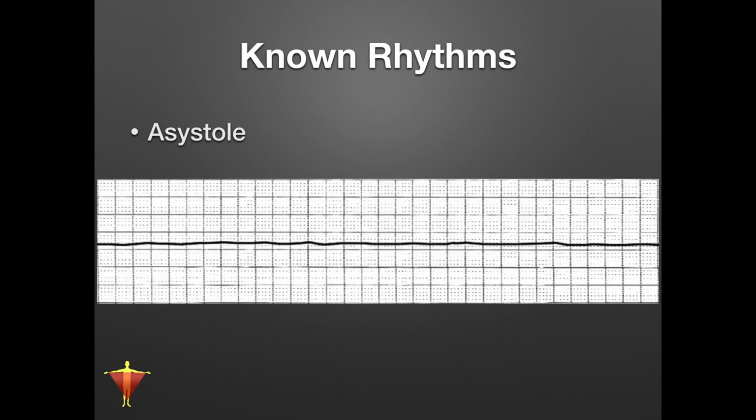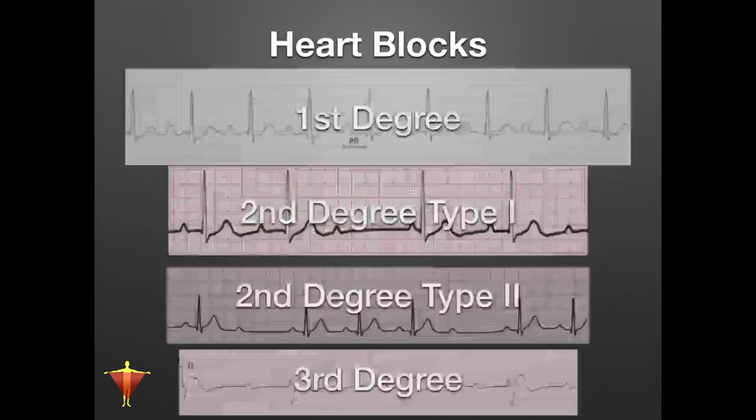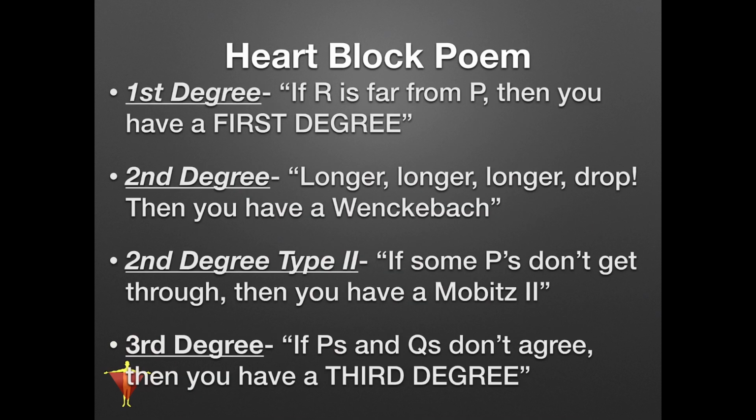All right, let's take a look at our heart blocks then. So these are the ones we'll be looking at: a first degree block, a second degree type 1, a second degree type 2, and a third degree. So this is what's known as a heart block poem. You can find it online. I personally really benefited from this, being able to break it down this way, because it just helps my brain wrap around EKGs basically.